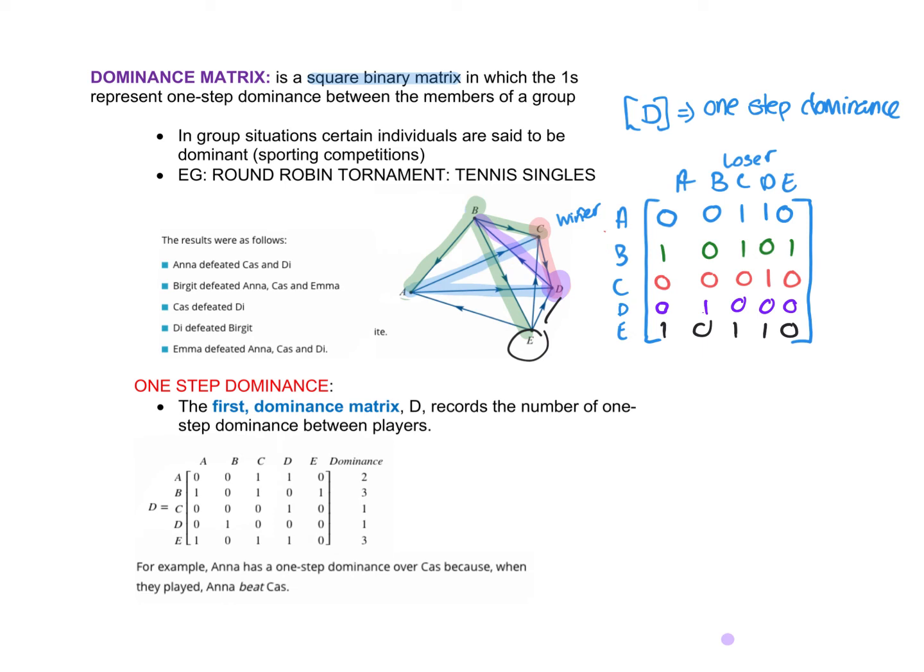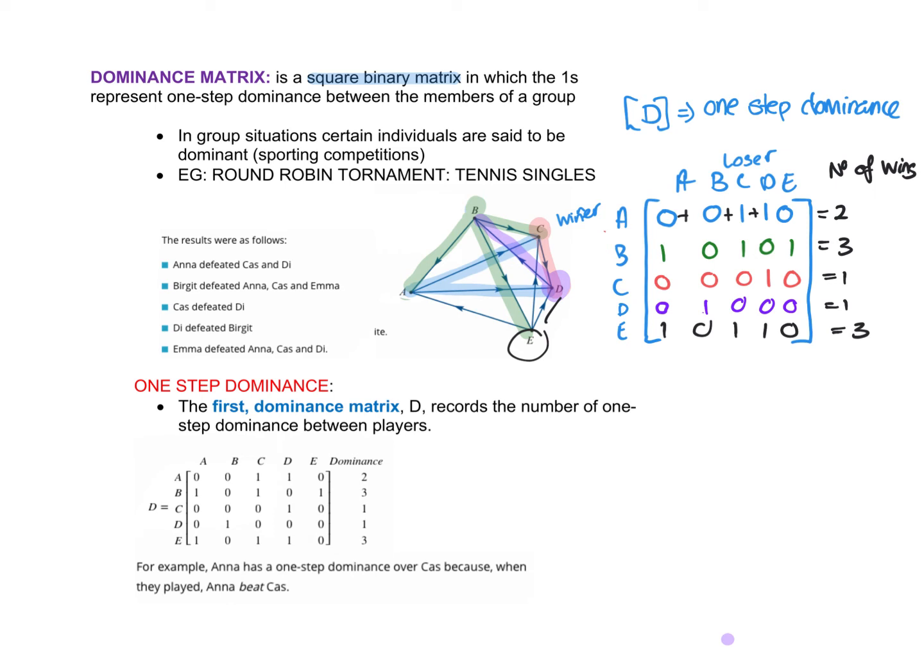Now, if we added up the rows across here, this one would be 2, this would be 3, this would be 1, this would be 1, and this would be 3. This is actually the number of wins for each person. So we have this one-step dominance, and as I said, we looked at that. If you're looking at this as a competition, we really don't have a winner as such, because we have 2 people on 3 wins.